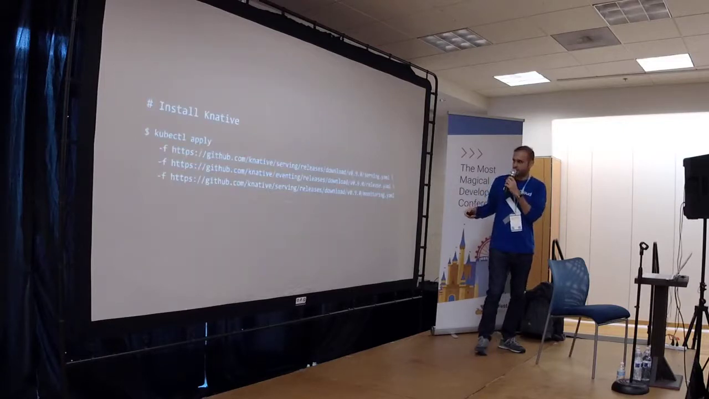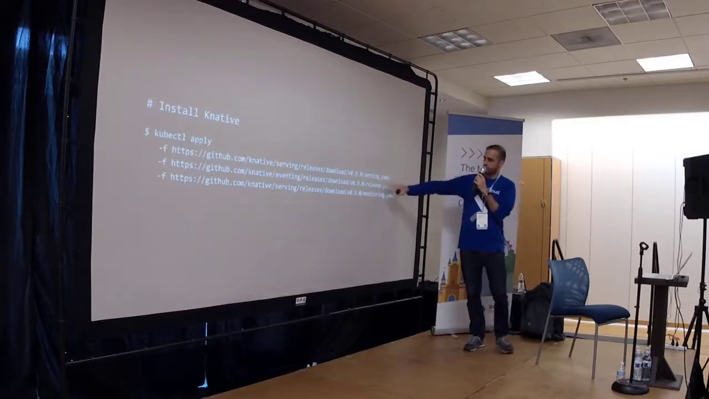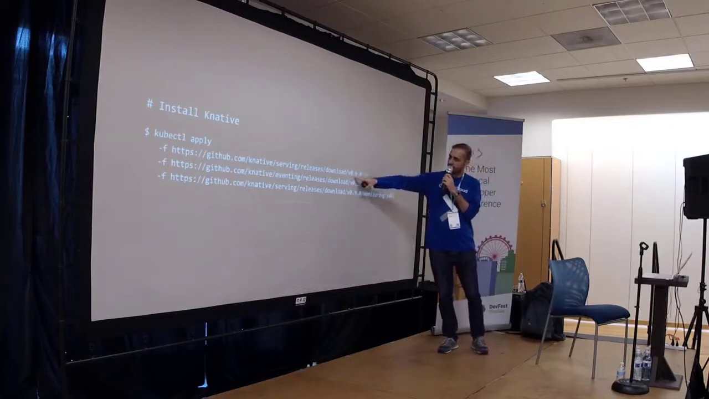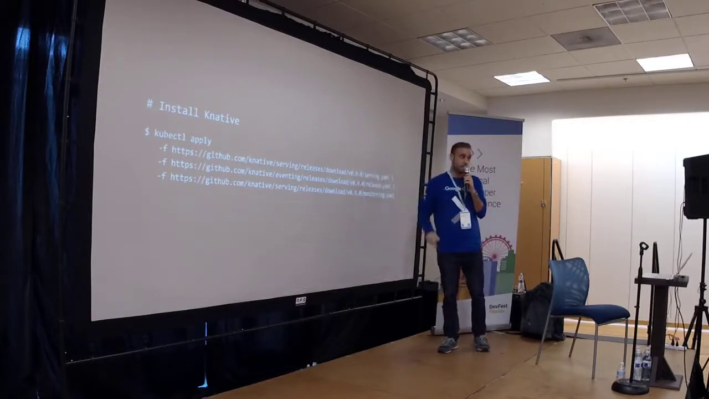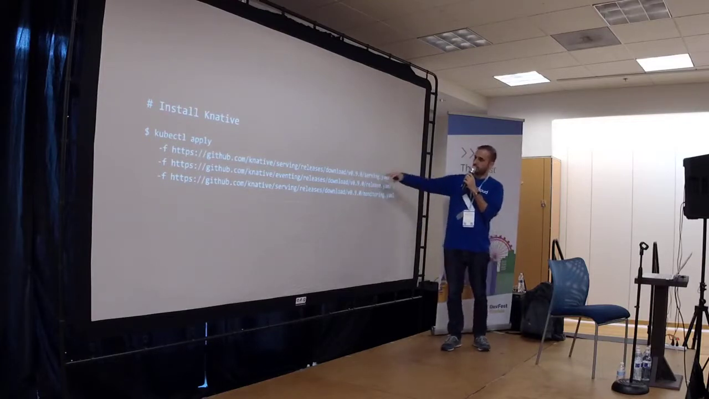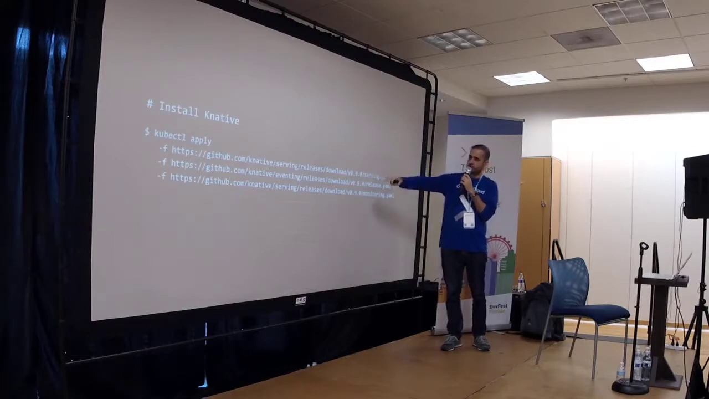Then you need to install Knative. This is all, by the way. The latest version of Knative is 0.10.0. So you basically just point to the YAML files of the Knative that you want to install. In this case, I'm pointing to serving.yaml to install serving. Then I'm pointing to release.yaml of eventing to install eventing.